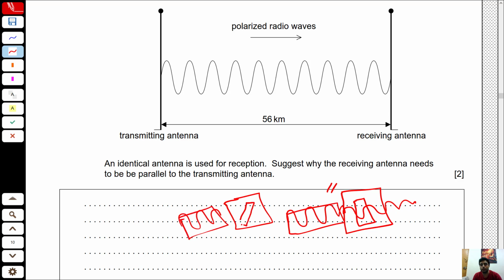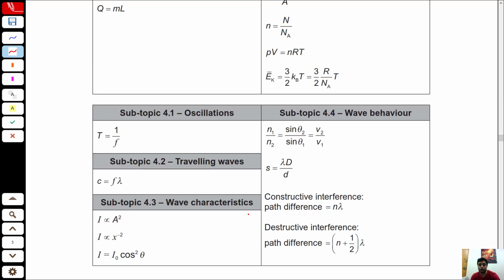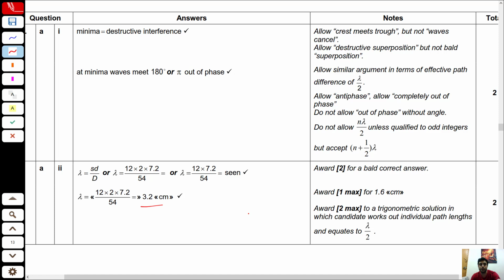If it is not parallel, for example, if the plane of polarization is vertical but our antenna is inclined at a certain angle, then there will be some intensity blocked and only a small amount of intensity will be allowed to pass through. So we don't want any intensity to be blocked by the antenna. We want the antenna to allow maximum possible intensity to go through it. That's why it has to be parallel to the plane of polarization. Otherwise it will be blocked.